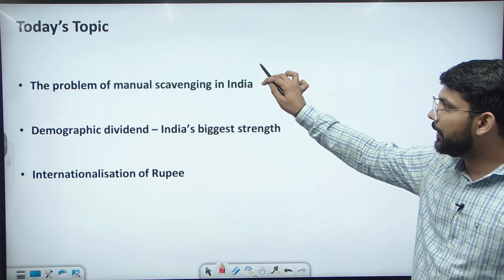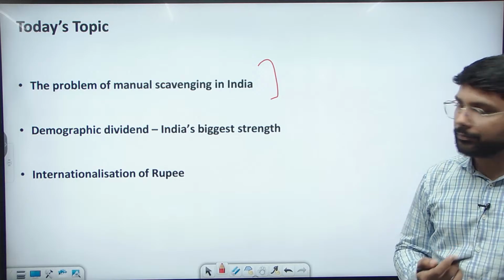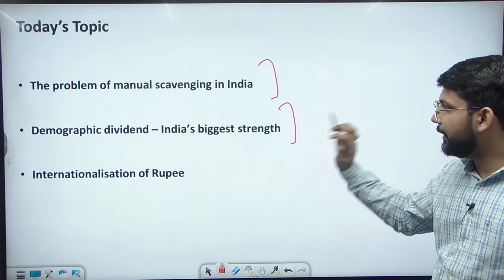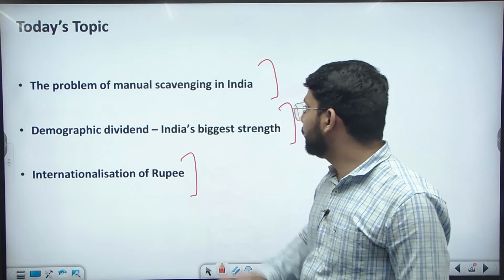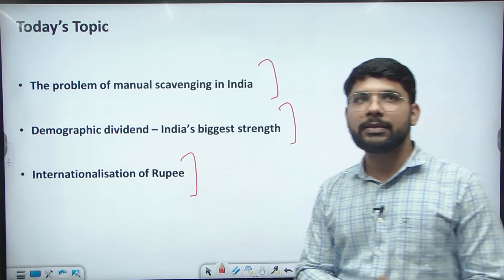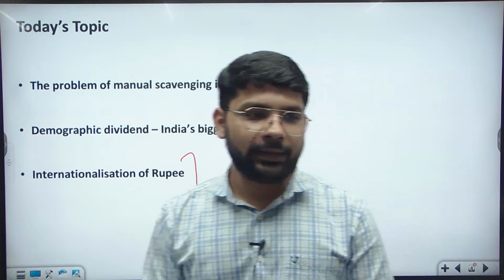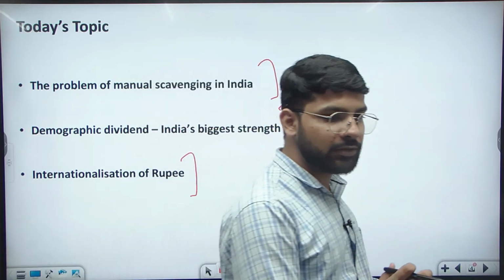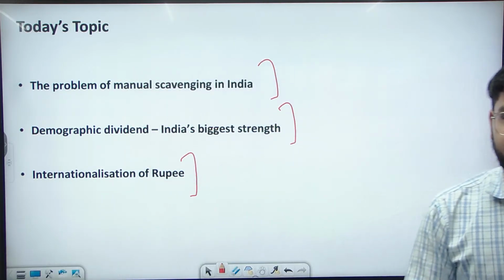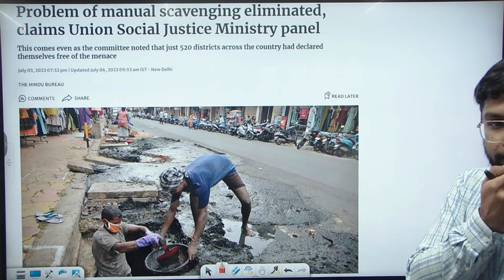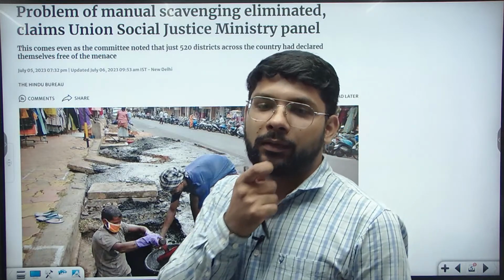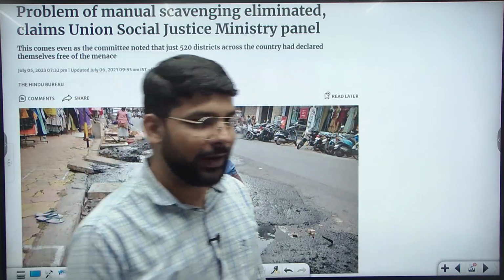So today's topics are the problem of manual scavenging in India, demographic dividend as India's biggest strength, and the internationalization of rupee. So we will discuss these topics one by one. Anybody can tell me what is manual scavenging? Definition. What is manual scavenging? Proper definition. If there is a question, define manual scavenging.